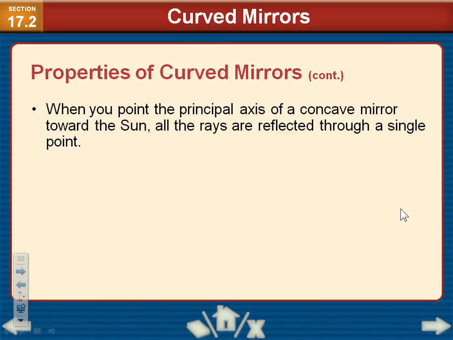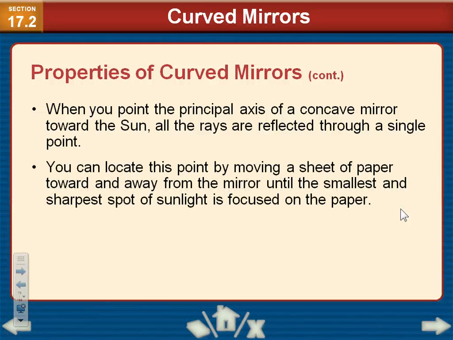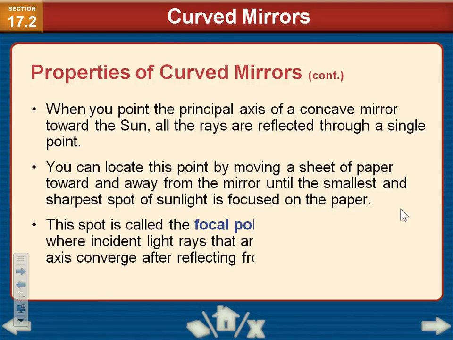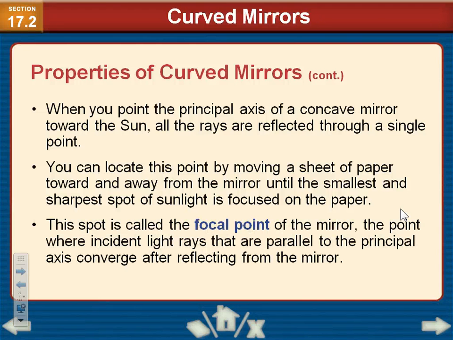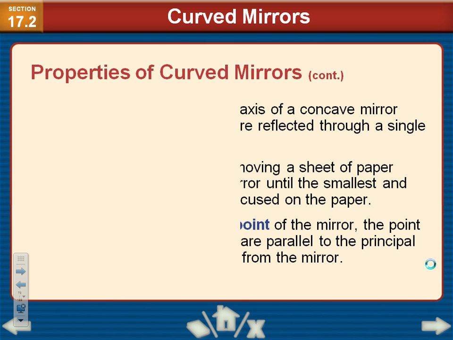When you point the principal axis of a concave mirror towards the sun, all the rays are reflected towards a single point. You can locate this point if you move a piece of paper towards or away from the mirror. Again, you have to have a really large mirror and a smaller piece of paper. You could figure out exactly where the focal point is. This focal point is a point where all the light rays will be converged by the mirror into a single point.